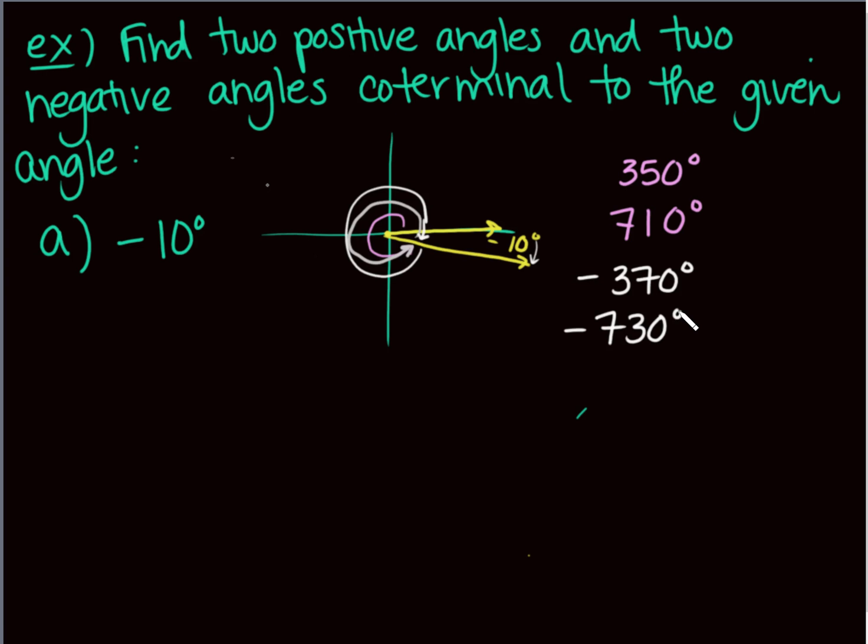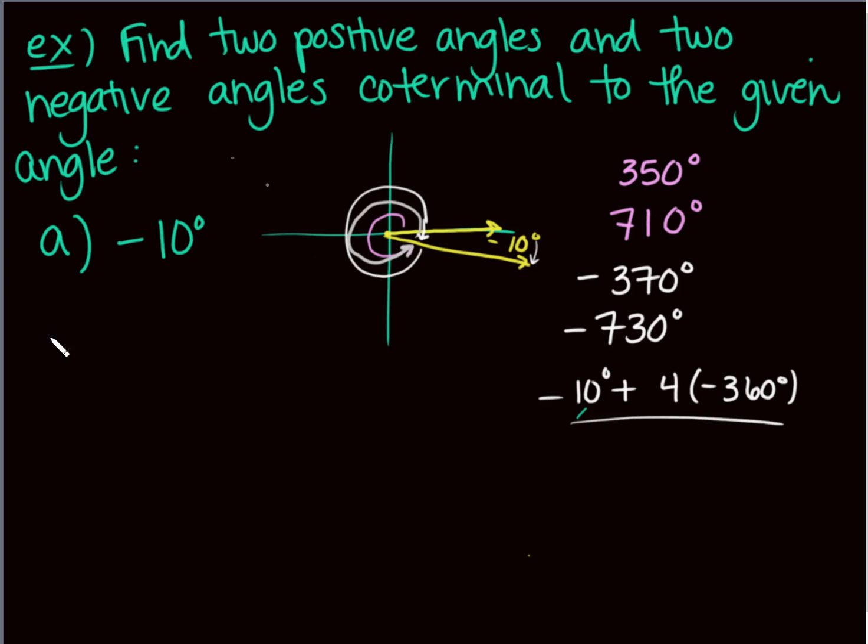Or I wouldn't have had to just add one 360. I could have done negative 10 plus 4 times a negative 360 because I want to stay the same direction. That's still going to be a coterminal angle because I'm going in that same direction.